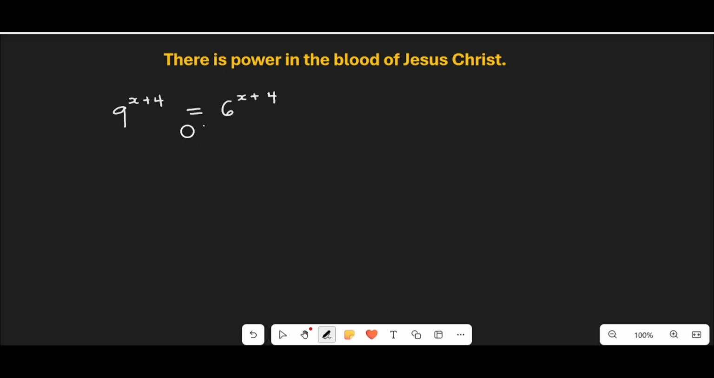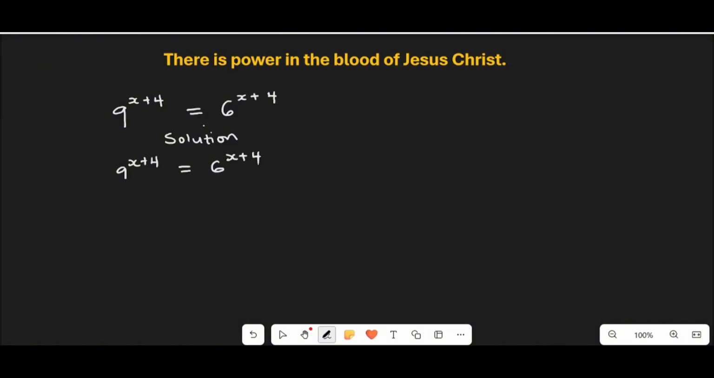Can you find the value of x in this exponential equation? Solution. 9 raised to power x plus 4 equal to 6 raised to power x plus 4.